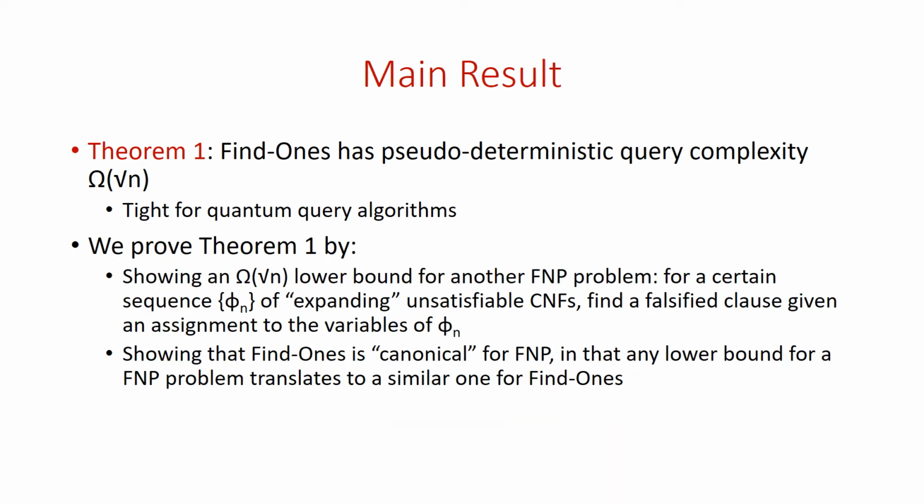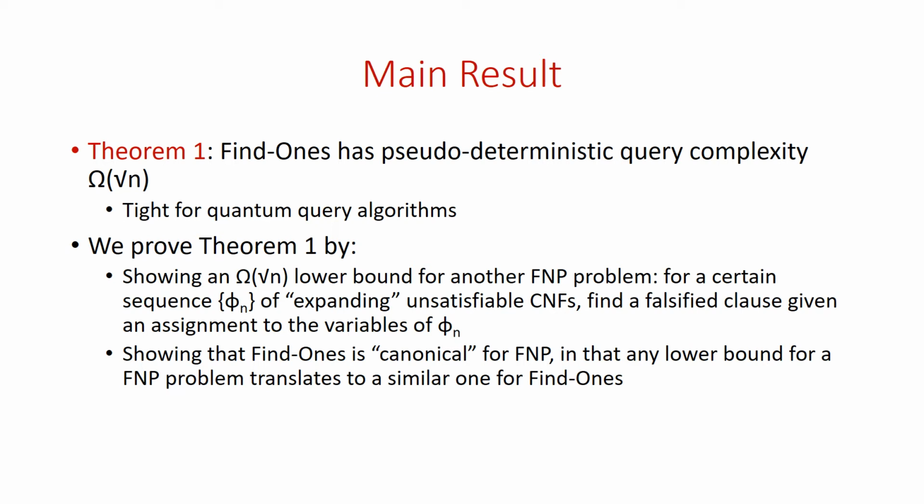So just to say a bit more about theorem 1, as I said, it's tight for quantum query algorithms. And just to signpost what the proof is going to look like, we're going to show an omega square root n lower bound for another problem in FNP. Just remember that FNP always means in the query world.